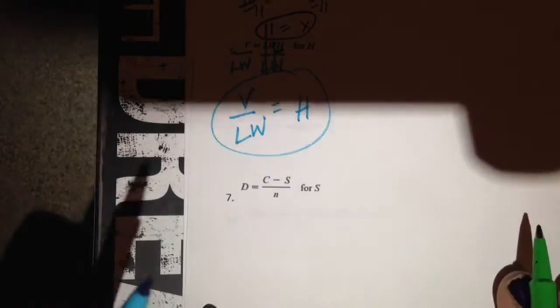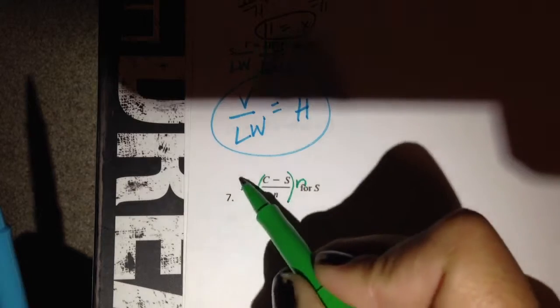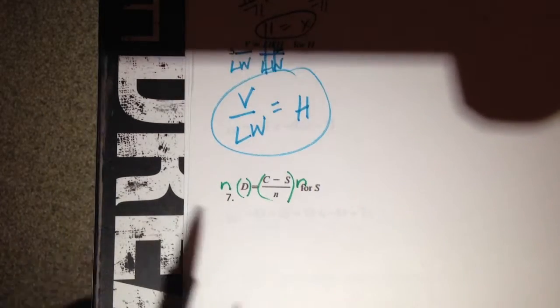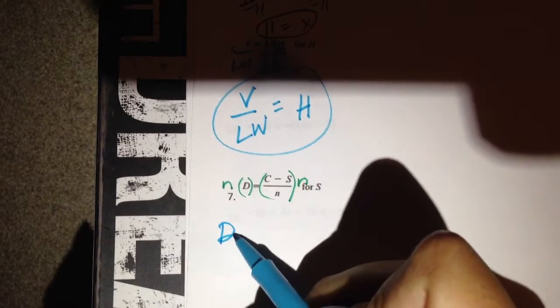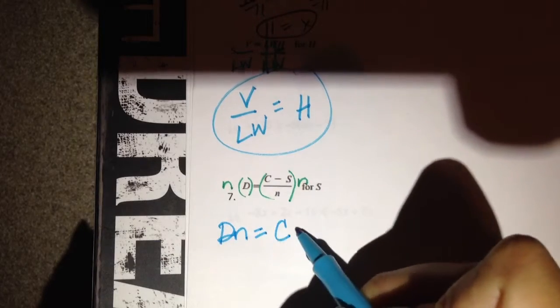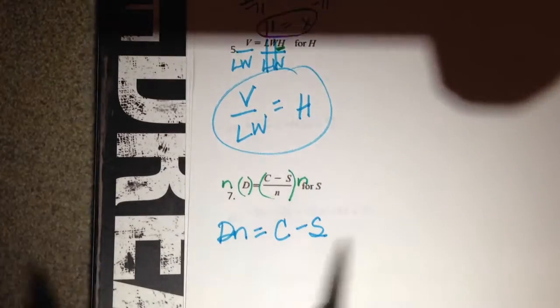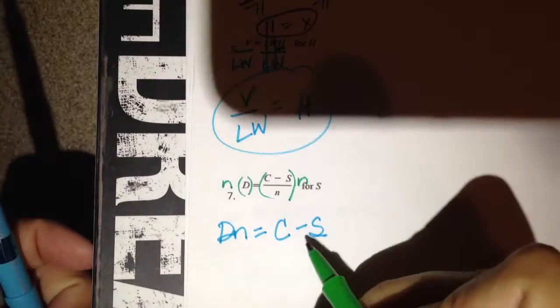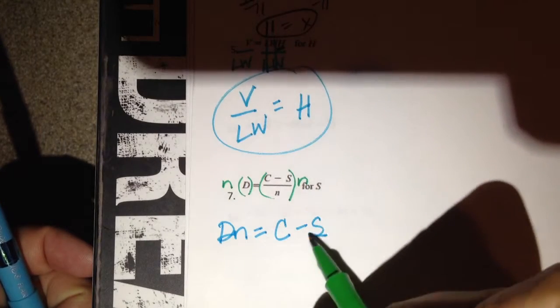Number 7, in order to solve for s, the first thing that I want to do is multiply both sides by n. Get that out of the denominator. Capital D times n is then equal to c minus s. I put the d out front because it's alphabetical, and it was capitalized. I need to solve it for s, so you know what?